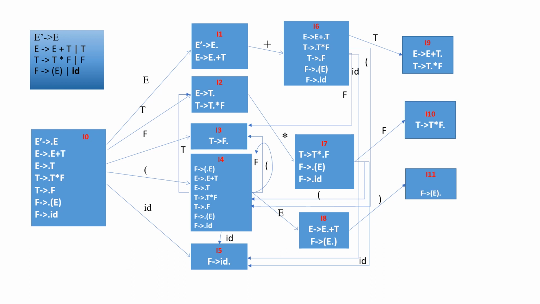Now go to I8 state. On seeing close bracket, okay, this becomes the final item. And what about for plus? I think it reaches the state I6. Okay. Next for I9. For star, that is not plus, okay, that is for star. So for star, I7.